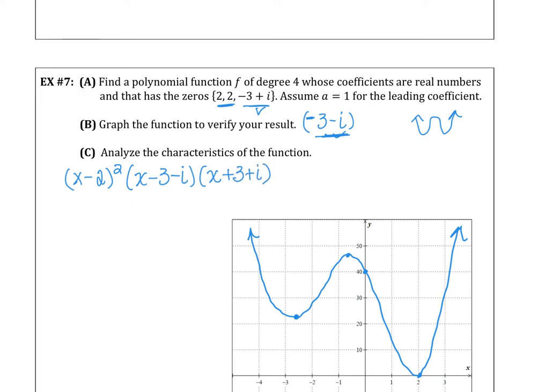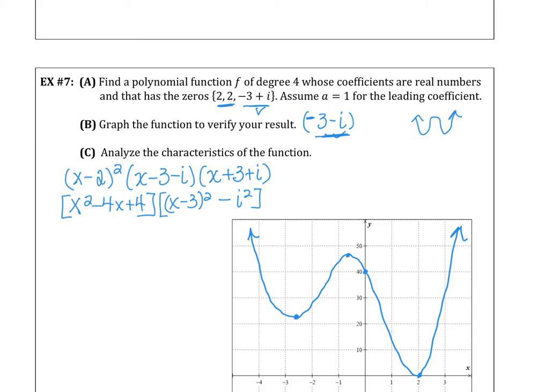If you expand this binomial square, you're going to get x squared minus 4x plus 4. And just to save time, in this next piece, you've got x minus 3, quantity squared, and you've got minus i squared.